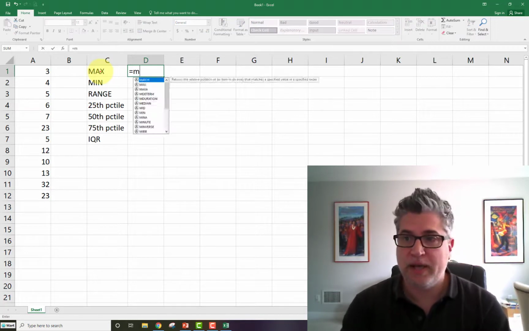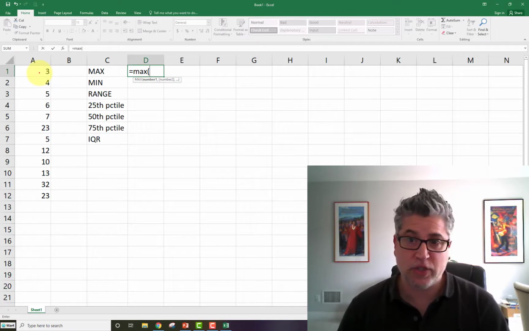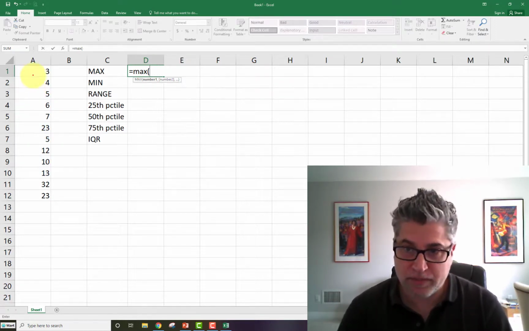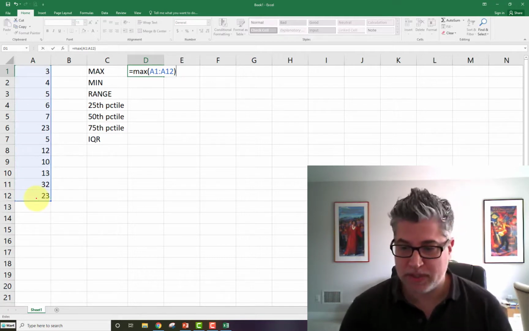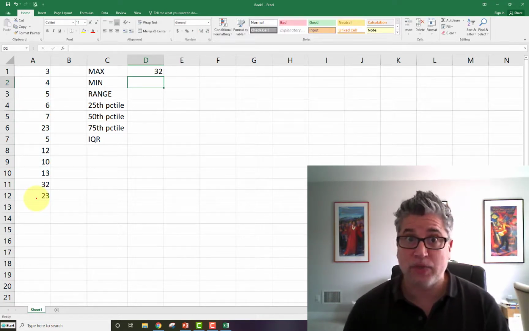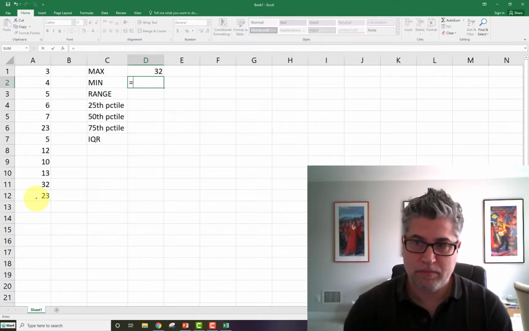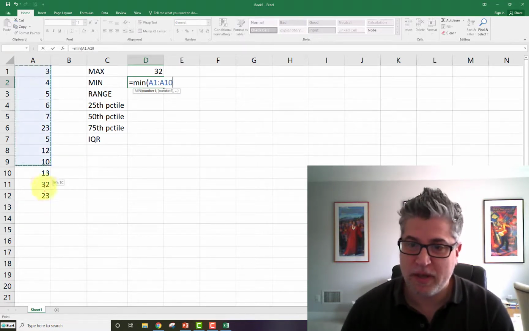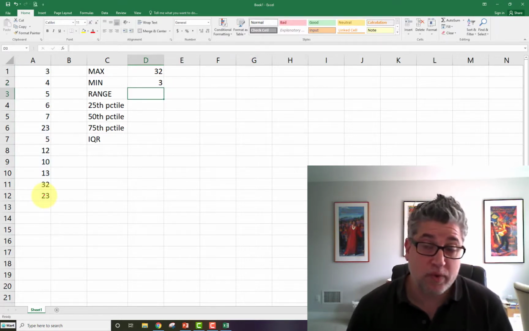So we start with an equal sign, max, and then we either key in these values or give it the range. It's A1 through A12. We could type in A1 colon A12, or we could just drag and drop our mouse there and close those parentheses. And sure enough, it tells me, yep, the max was 32. So good, I was right there. What about the min? The command is very simple. It's just min. We do the same thing, A1 through A12, which was 3. We were right there too.